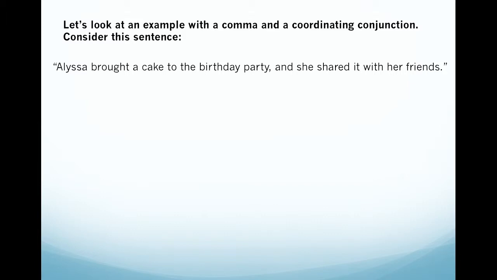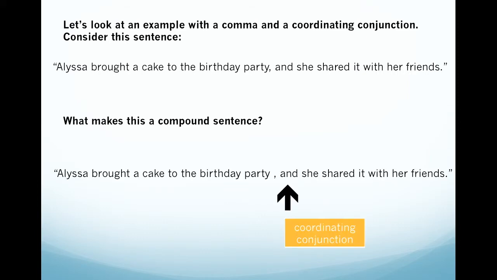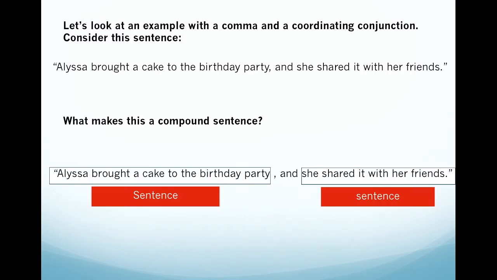Now let's look at an example with a comma and a coordinating conjunction. Let's consider this sentence first. The sentence is, Alyssa brought a cake to the birthday party, and she shared it with her friends. Now, what makes this a compound sentence? So we've got the coordinating conjunction and we've also got the comma. Put together, they're connecting the two sentences.